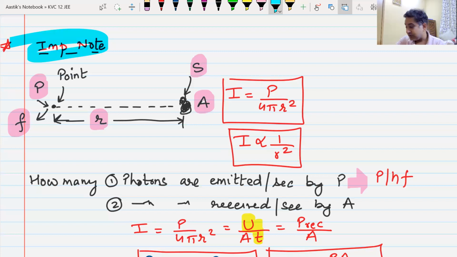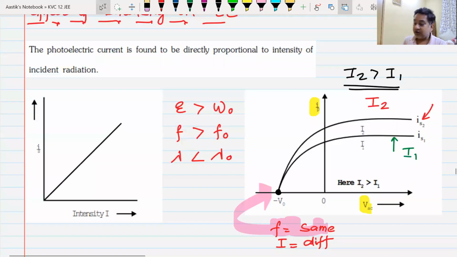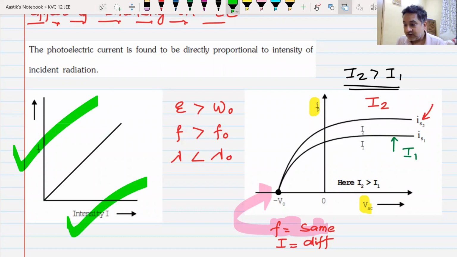Now, if you say, sir, you did not tell us this, I had told you everything. I had told you intensity is inversely proportional to r square. I had given you this diagram between intensity and current. I don't know how many of you still remember this, or you may be still under the Gajini effect of forgetting things. The photoelectric current is directly proportional to intensity. If the intensity of radiation changes, the photoelectric current is definitely going to change.